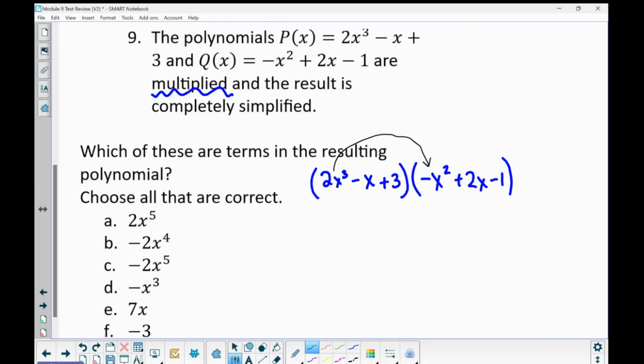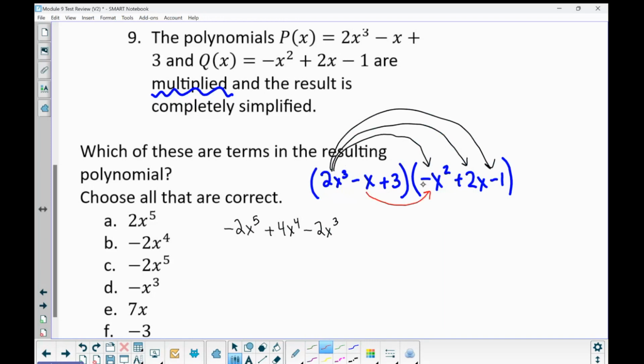So here I've got positive 2 times negative 1, that gives me negative 2x to the fifth, because we've got 3 here, 2 more, we've got 5 in total. And now we move on to the next term. 2x cubed times 2x is going to give me positive 4x to the fourth. And we keep going. Negative 2x cubed.